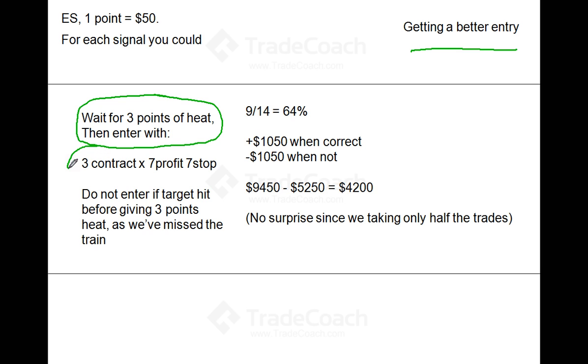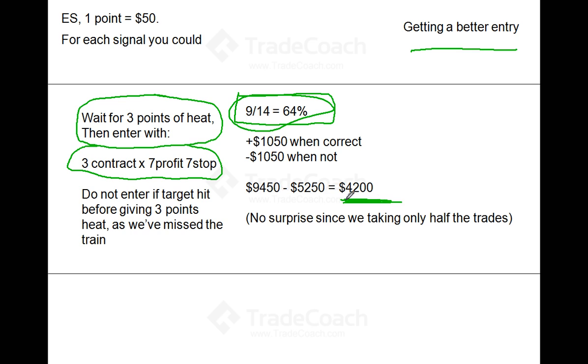Okay, the reason I used 3 is so I can give you examples of breaking it up sometimes and scaling out and all that. Well, we're running at 64% success. We're running at $4,200. But because we're waiting for it to pull back, we're only getting about half the number of trades, or slightly less. See, remember how all my percent successes were out of 28 trades. Now we've only got 14, half.